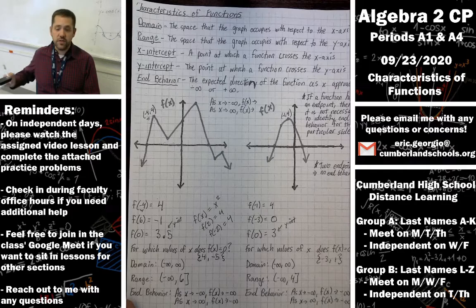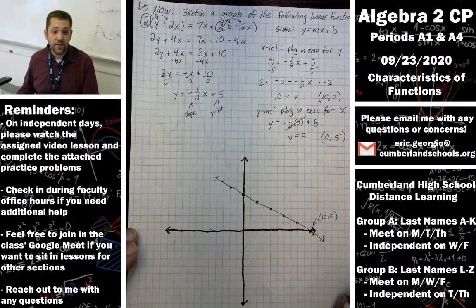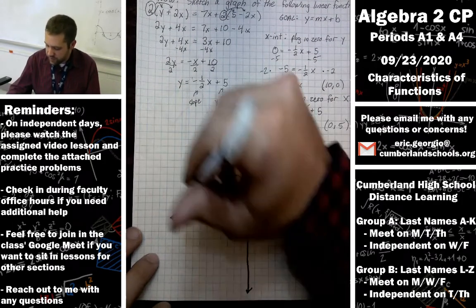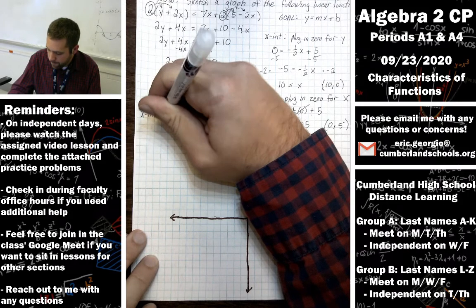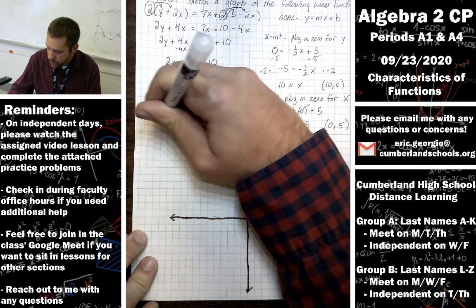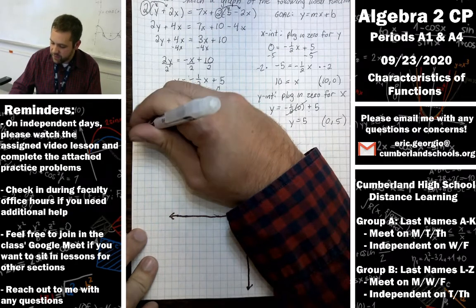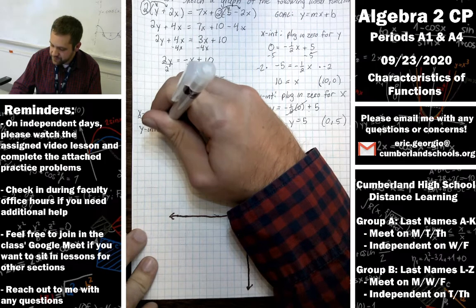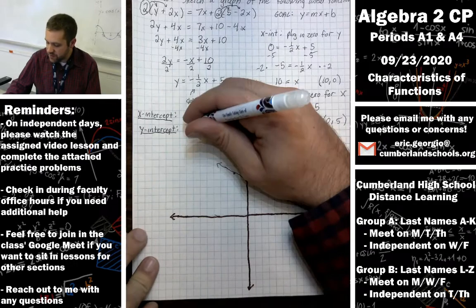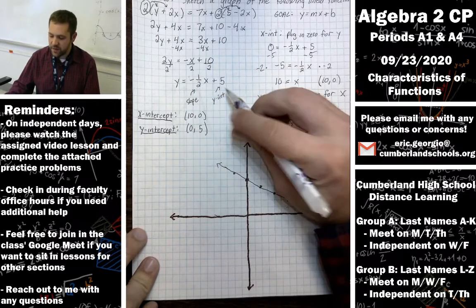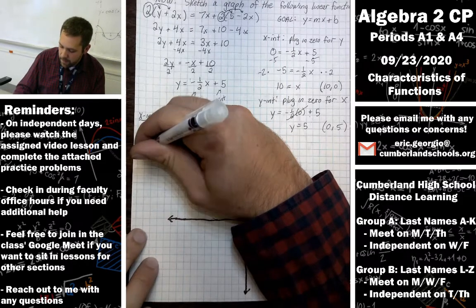Let's quickly return to our graph that we started class with right here. We should be able to identify those pieces of information, right? We should be able to identify the x-intercept. We did that already. That was right here, 10, 0. We should be able to identify the y-intercept. We did that already, 0, 5. You could also look at the graph, of course, or you could look at the slope-intercept form, and it tells you. We can ask for the domain.